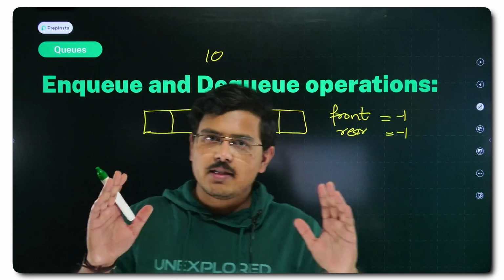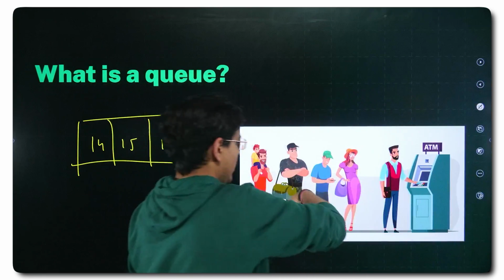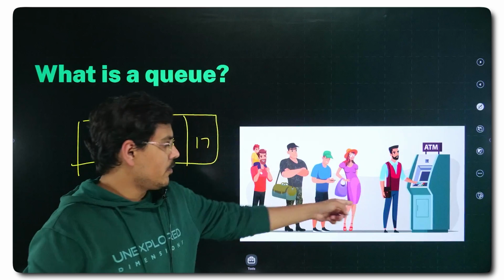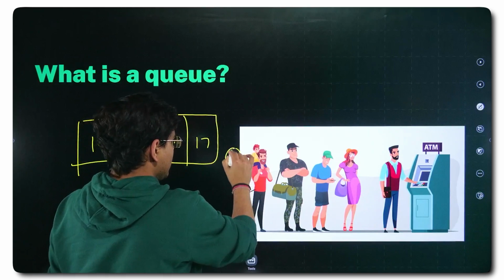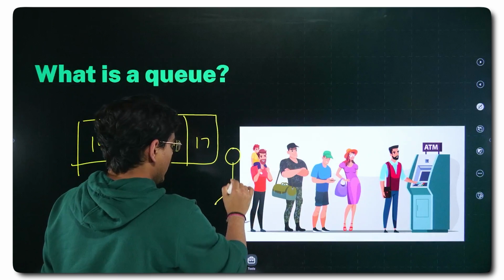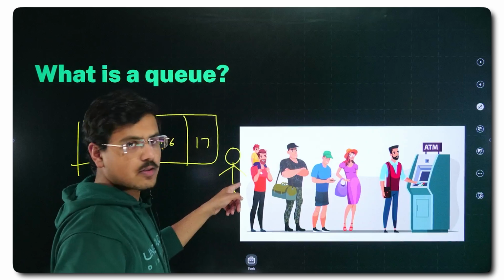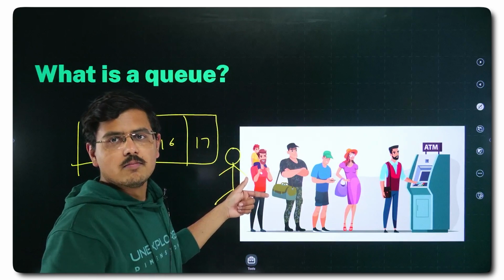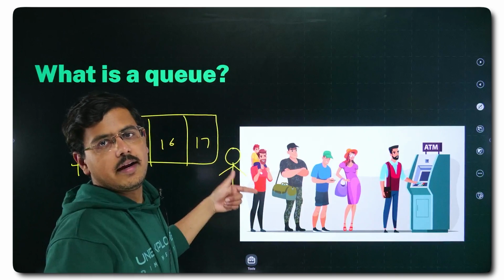Imagine any queue, consider a line. For example, I'll come back to this example only. If a new person wants to come, can he enter anywhere between these? No, he cannot. A new person has to stand behind this. So a new addition can be done from the rear end only.